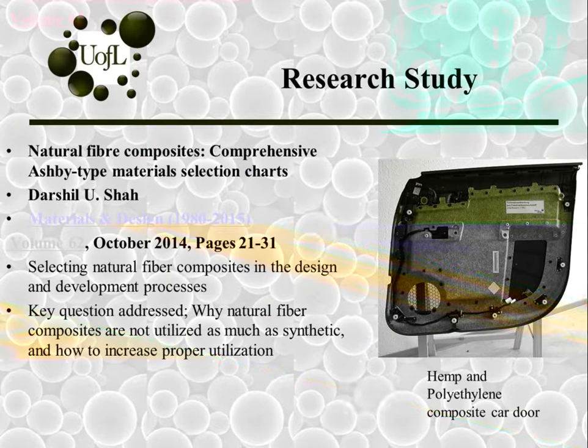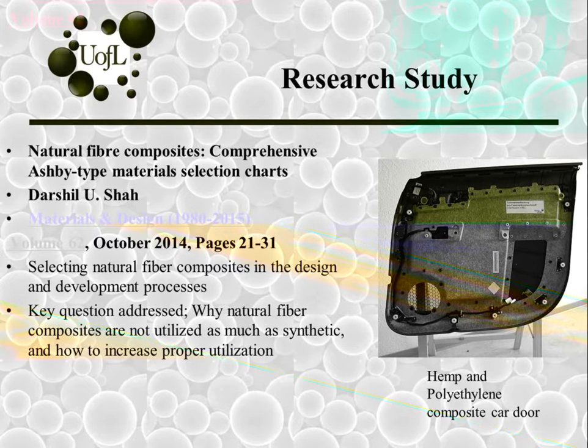For the research study, the paper that I read was titled Natural Fiber Composites: Comprehensive Ashby-Type Materials Selection Charts. This was written by Darshil Shah, and it was taken from Materials and Design, Volume 62, October 2014, pages 21 through 31. The scope of the paper was about selecting natural fiber composites in the design and development processes. The key question addressed by the author was why natural fiber composites are not utilized as much as synthetic materials, and how to increase proper utilization.